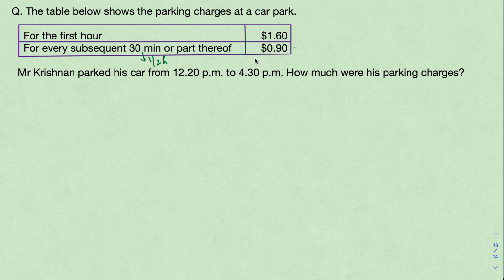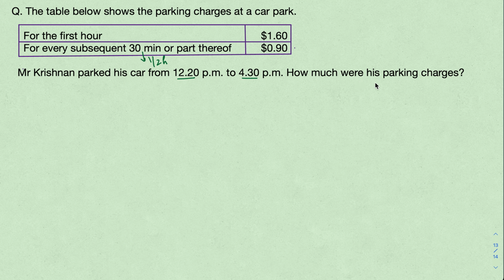So let's say if someone has parked for 1 hour 15 minutes, then for the first hour he will be charged $1.60, and for the next 15 minutes, although it is less than 30 minutes, not a full half an hour, he will still be charged 90 cents. So that's what it means here. For every subsequent 30 minutes or part thereof, any part of 30 minutes, the charge is the same, 90 cents. Now Mr. Krishnan has parked his car in the car park from 12:20 p.m. to 4:30 p.m. So we have to find out how much were his parking charges.